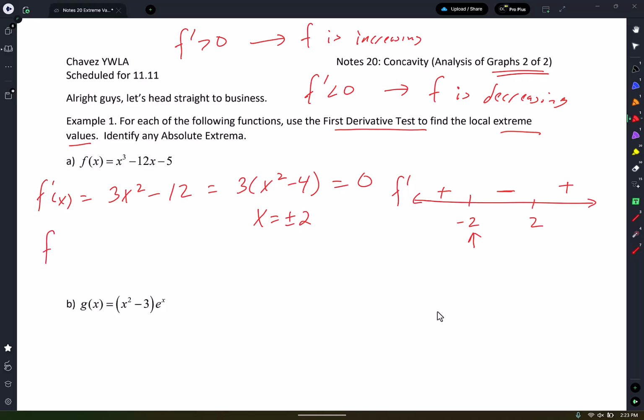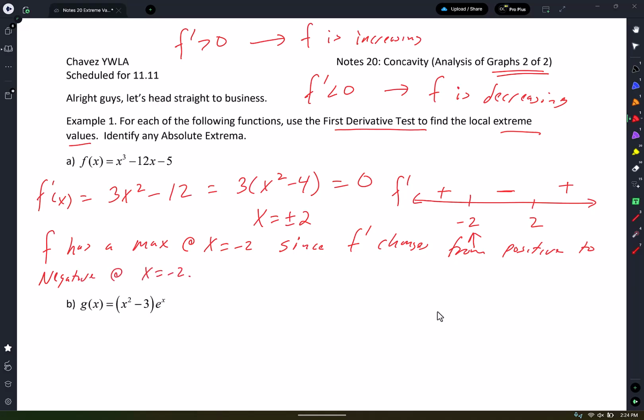F has a max at x equals negative 2 since f prime changes from positive to negative at x equals negative 2. And I know it sounds funny to say it again, but just say it again.